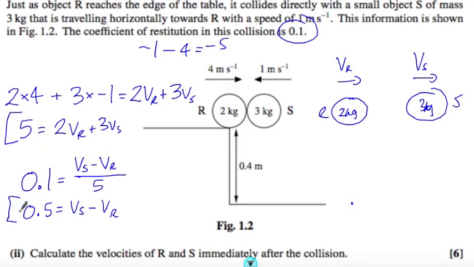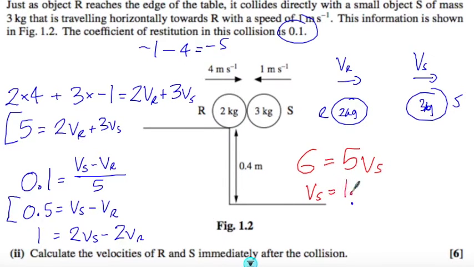Now we've got another simultaneous equation. To solve that, to start I'm going to double this bottom one. So we get 1 equals 2VS minus 2VR, because now I've got 2 VRs in both of them. Then I'm going to add together this one and this one. On the left, I'm going to have 5 plus 1 is 6. The 2VR is going to cancel out with the minus 2VR, and we're going to have 5VS. So our VS is 1.2.